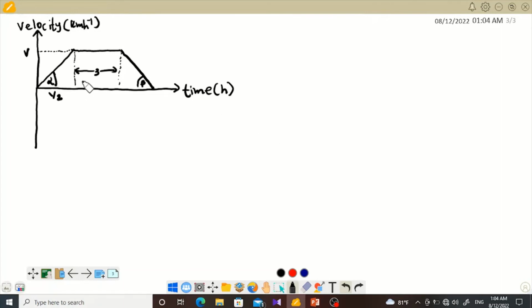Train B started its journey 1 hour after A began, so train B must start from a point like this, right? The velocity of train B is negative because we consider the direction P to Q as positive, and train B moves in the opposite direction to train A. So the velocity of train B is negative, and first it moves with acceleration. Acceleration means the negative velocity must increase. So I show it like this. Negative velocity must increase.